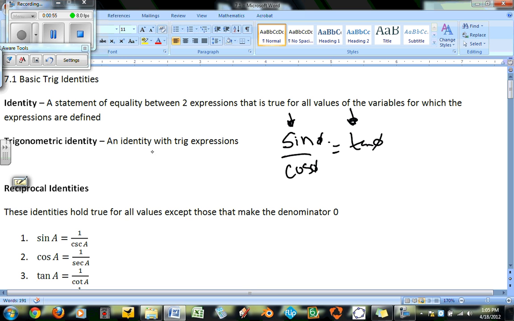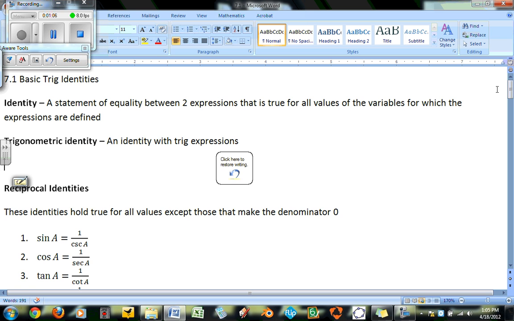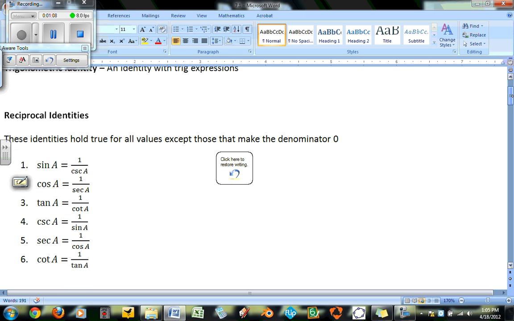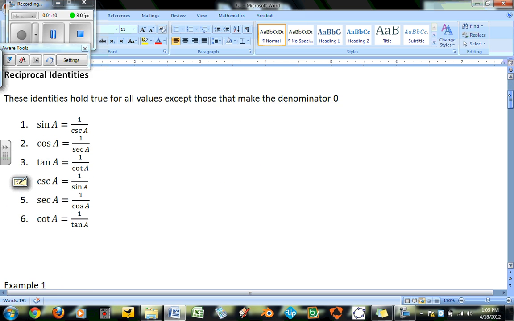A trig identity is just an identity with trig expressions, so that's what we're using. This would be like an identity, prove that this is true. We'll get to that later, though. So let's talk about some identities that we can have. Reciprocal identities, we already know this. These identities hold true except for those that make the denominator 0.